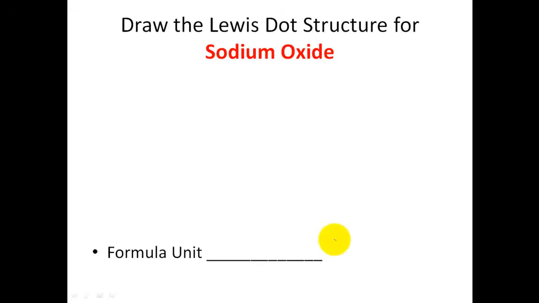Okay, so as we saw from the last slide, sodium has 1 electron in its outer shell because it's located in group 1. Oxygen has 6. 1, 2, 3, 4, 5, 6. Sodium is going to transfer one of its electrons over here to give oxygen 7. But oxygen still needs another electron down here.